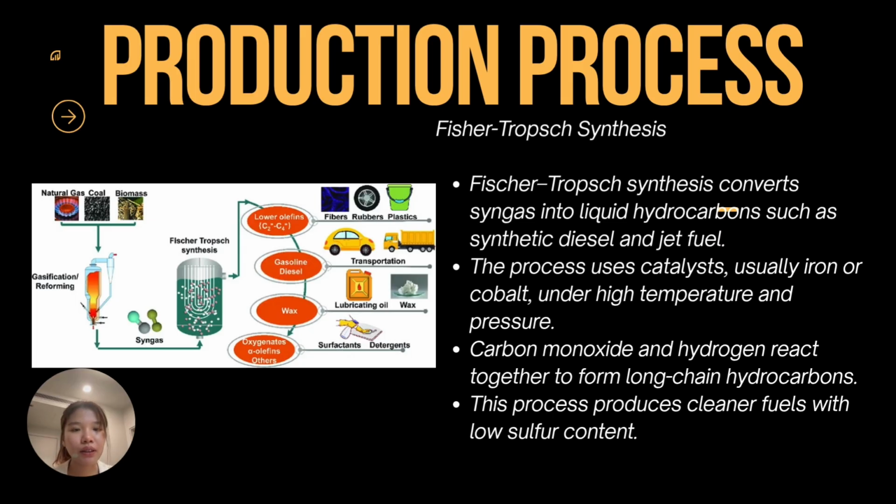The second process is Fischer-Tropsch synthesis. In this process, syngas is converted into liquid hydrocarbon, such as synthetic diesel and jet fuel. Catalysts such as iron or cobalt are used under high temperature and pressure conditions. Carbon monoxide and hydrogen react together to form long-chain hydrocarbon. This process produces cleaner fuel with low sulfur content.